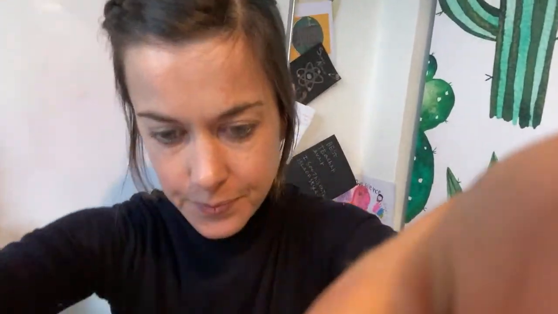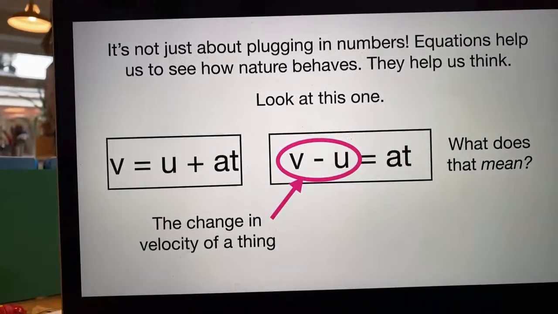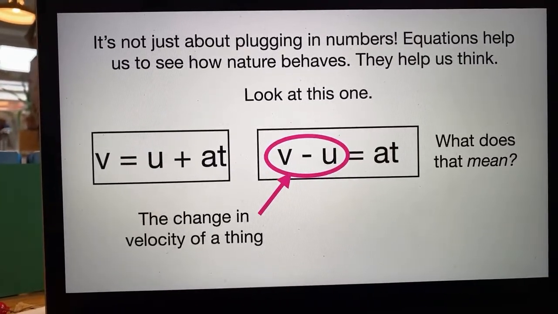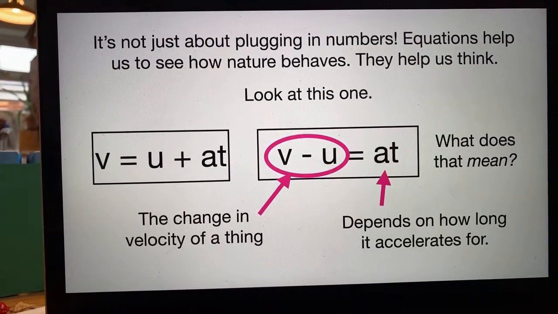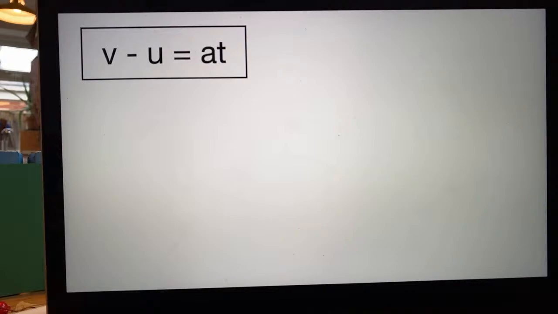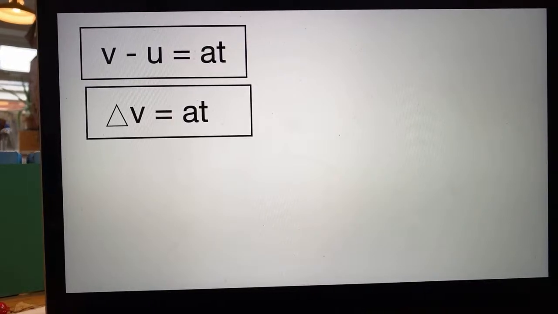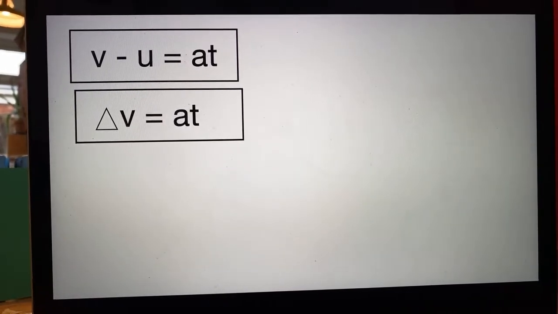Is that okay? So v minus u is this change in velocity, times by what? How long a thing accelerates for? We're kind of getting to what we did with the ball, aren't we? We accelerated it for a long time, and then the change in velocity was big. So let's put that equation up on the board again. This is where I start having flashbacks to physics lessons in the 90s, but don't worry, it'll be fine. Are you okay if I say that instead of v minus u, we'll just say this cute little triangle v? That means change in velocity.